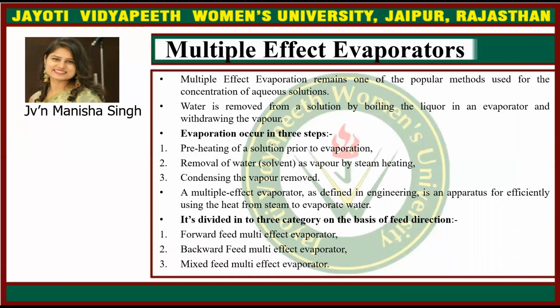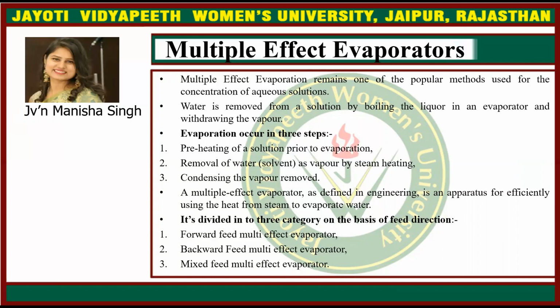Then another type of evaporator is the multiple effect evaporator. Multiple effect evaporation remains one of the popular methods used for the concentration of aqueous solutions. Water is removed from the solution by boiling the liquor in an evaporator and withdrawing the vapor. Evaporation occurs in three steps: preheating of a solution prior to evaporation, removal of water or solvent as vapor by steam heating, and condensing the vapor removed.